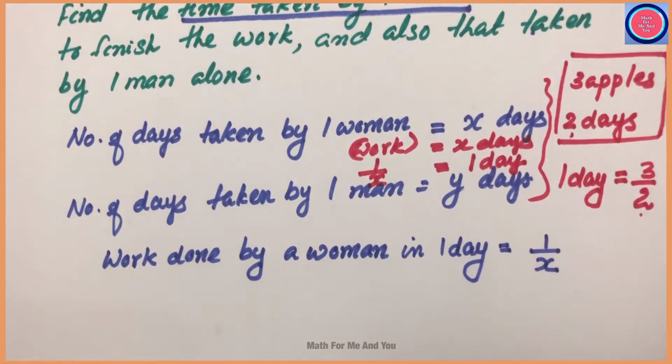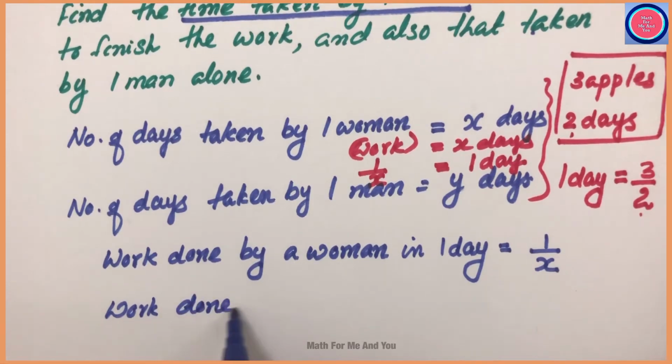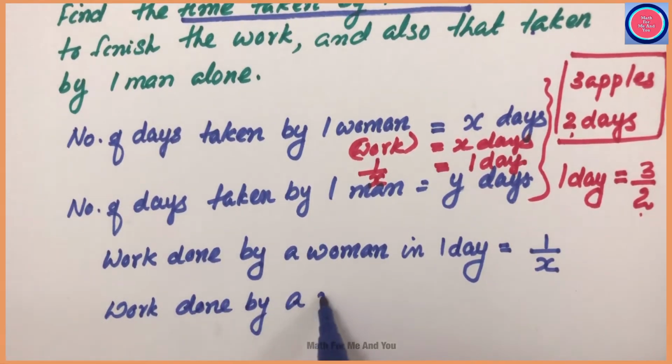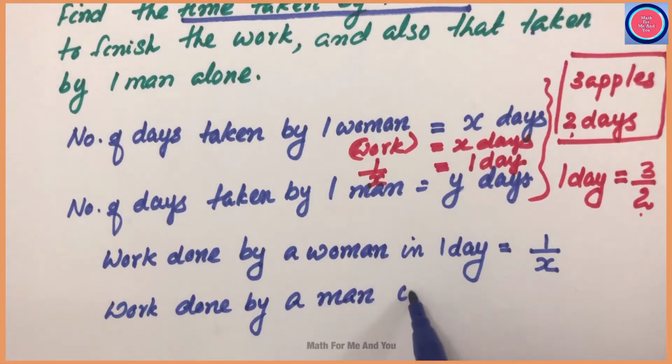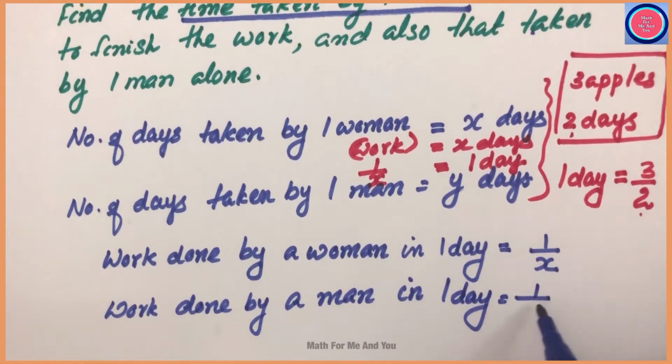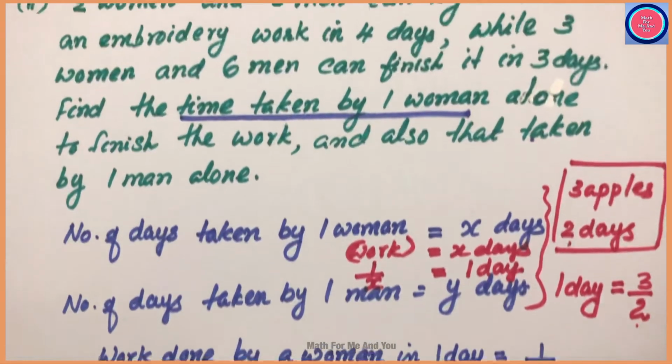The same way we can write work done by a man in one day. What you will write over there? We will write 1 over y, because he needs y days to finish the work. In one day, 1 over y.